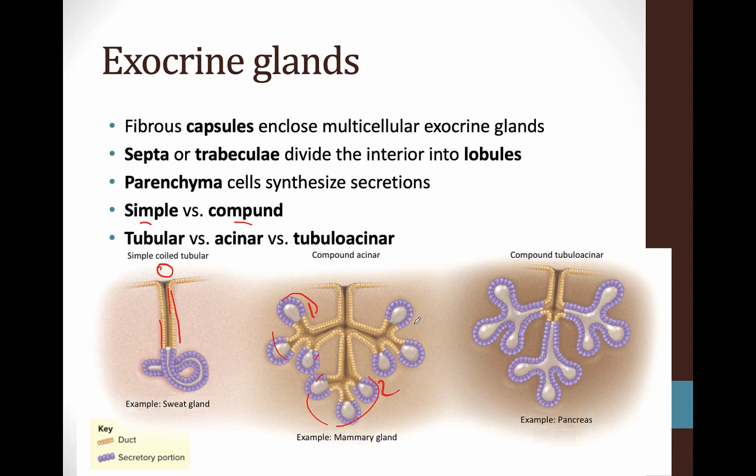So this one's got 1, 2, 3, and then this one's only got one exit. So in a compound tube, you're going to exit into a small tube here, and then we're going to have multiple tubes kind of coming together to this one exit for compound. They can be a tubular shape, so this is going to be like long and coiled. Acinar, so acinar is typically when they have a secretory bulb. And then tubuloacinar is where the tube part and the bulbous part are both producing glandular secretions.